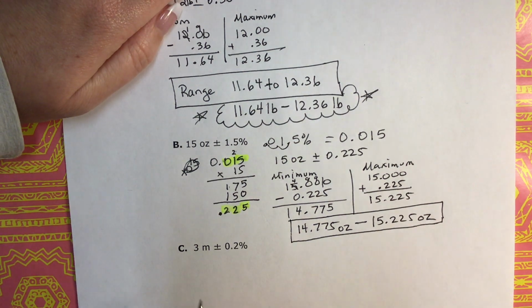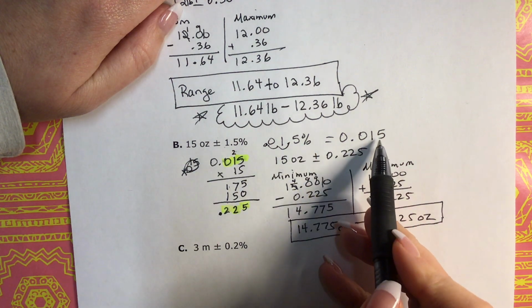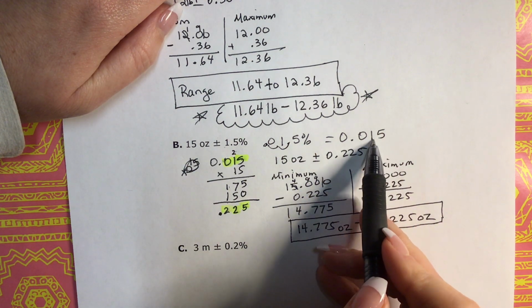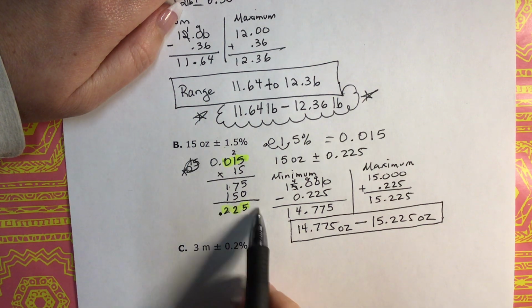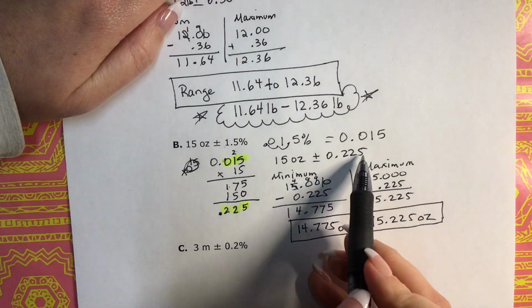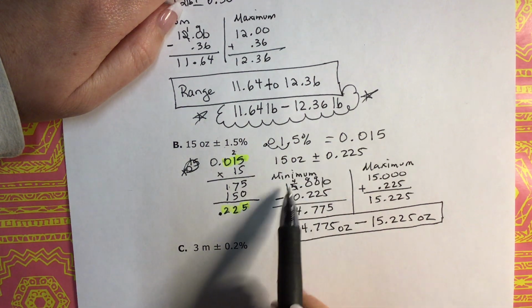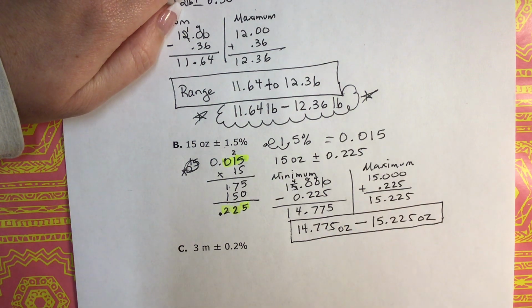So just to review, we took the percentage, we converted it to a decimal, and then we multiplied that decimal to our original number to figure out what 1.5% of 15 is. So it's 0.225, and then we subtracted it to get our minimum, and then we added it to get our maximum, and then boom, there you go.